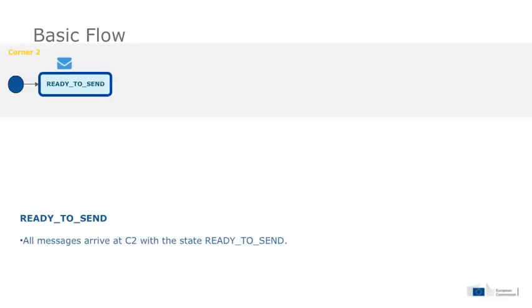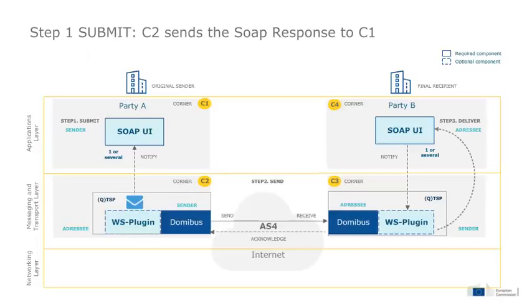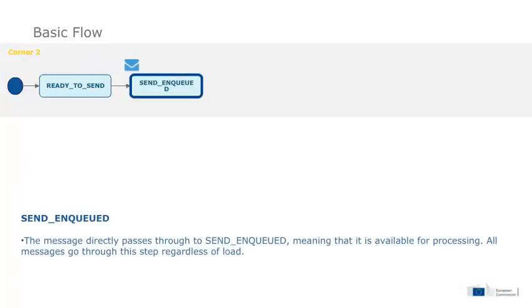Once Domibus receives a message from C1, the first message status is ready to send. Now that the message has been processed by corner 2, it issues a send message response containing the message ID that it has generated and linked to the message it received from C1. Upon receiving the message at C2, the message status immediately changes from ready to send to send queued.